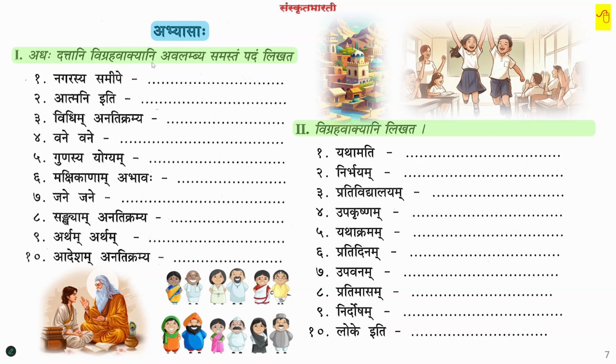Adaha dattani vigraha vakyani avalambya samastam padam likhata. So using the vigraha vakya, we have to write the samastapada, but you guys have one more duty: to identify the type of samastapada, otherwise it's meaningless. So crowdsourcing again. Vandana is ready. All ready. Rajiv, a few more are getting ready, I think. Okay, good. Crowdsourcing. Nagarasya samipe.